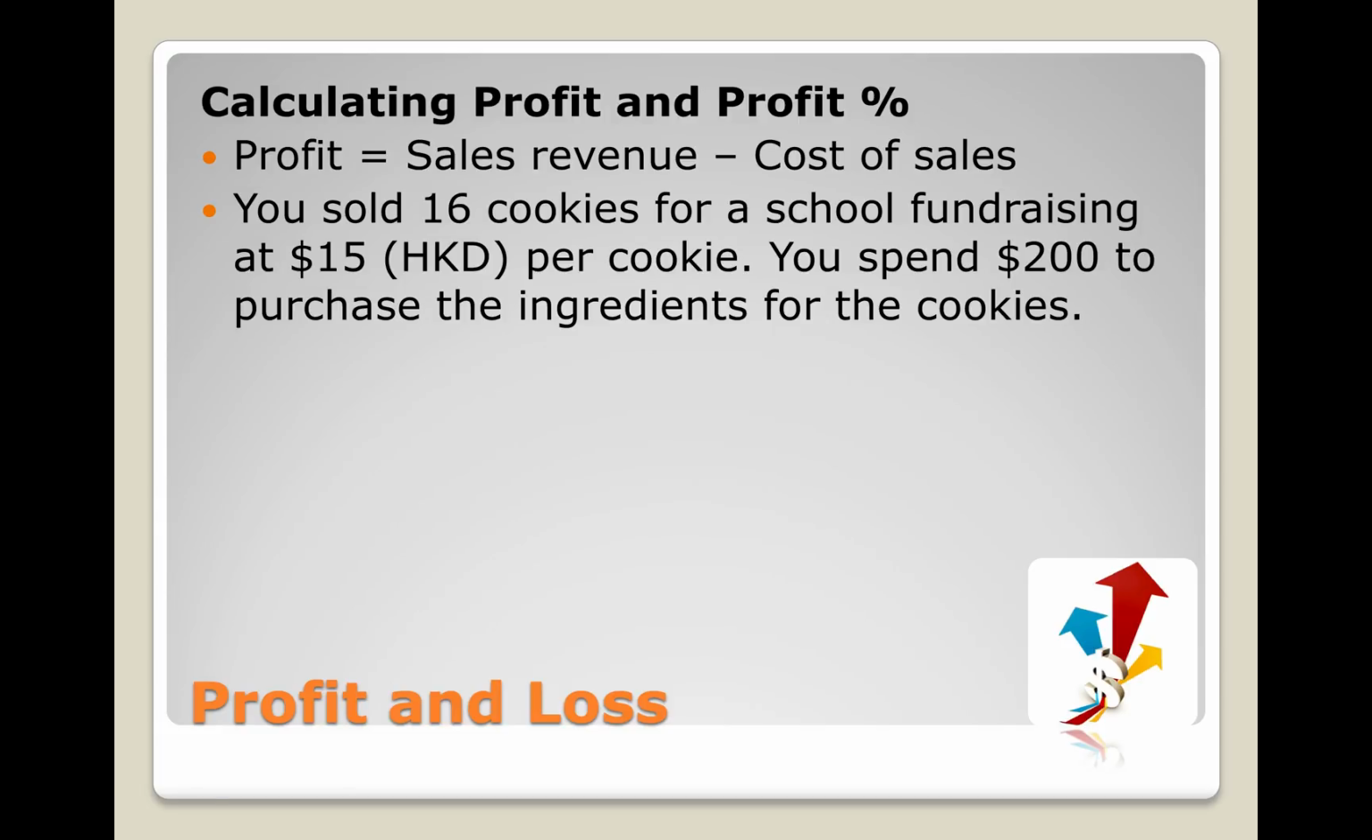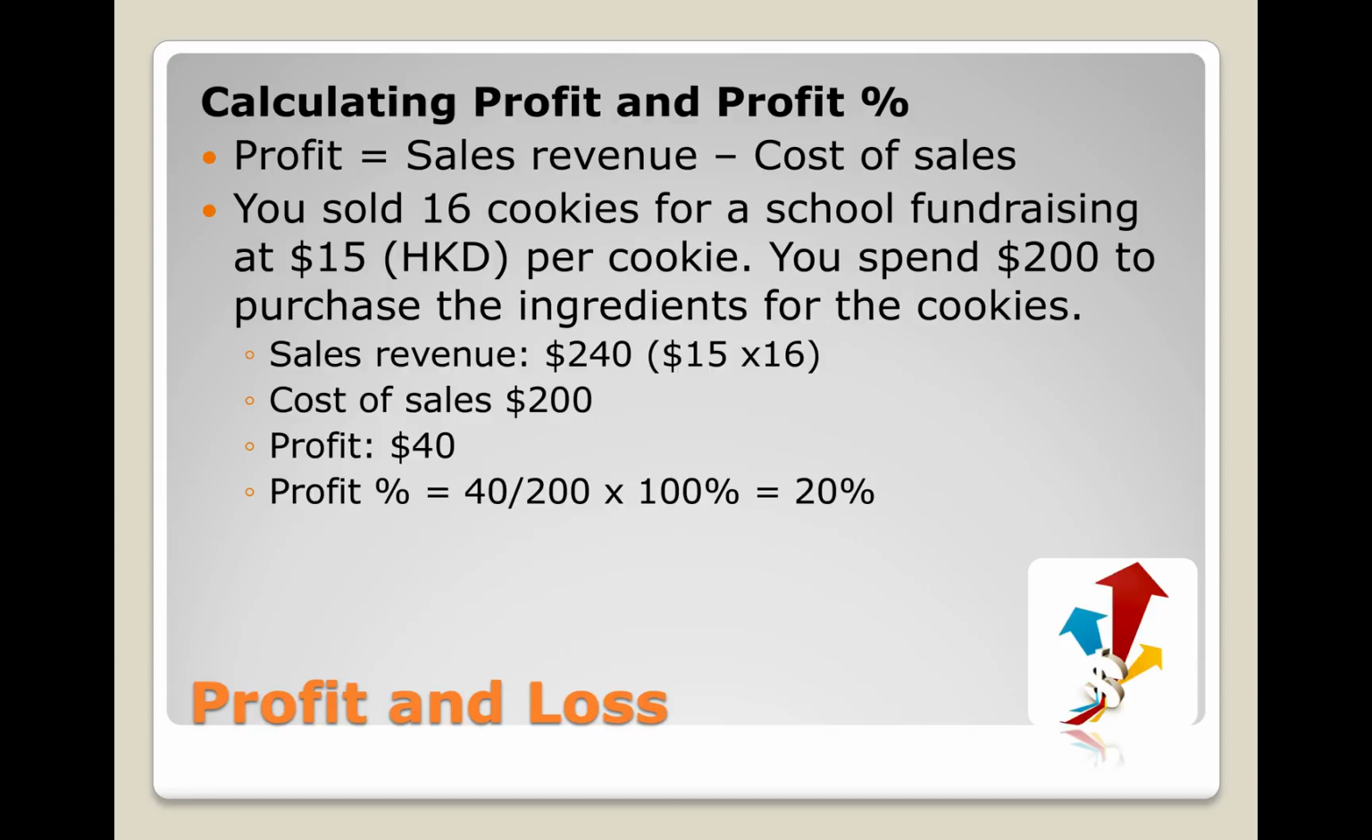If you sold 16 cookies for a school fundraiser at $15 Hong Kong dollars per cookie, and all the ingredients you bought to make these 16 cookies cost about $200. So think about it. In this case, the sales revenue is going to be $240. This is how you do it: $15 per cookie times 16. Second one, the cost of sales. Because you spent $200 to buy the ingredients, that is your cost of the products. So the profit will be the sales revenue minus the cost of sales. So you got $40 profit.